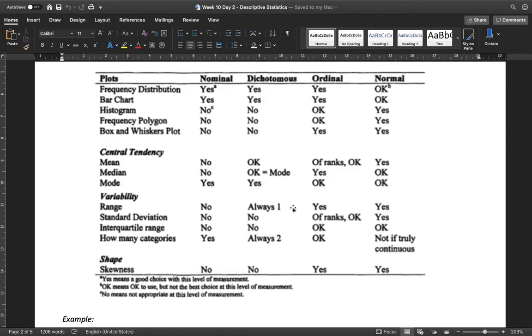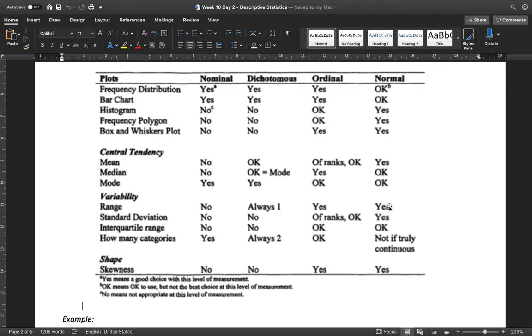So, yan. Kay ordinal, ginagamit natin yung range. Pwede rin naman si standard deviation at interquartile range pero preferred itong si range kay ordinal. Kay continuous or scale data, preferred yung standard deviation. Pwede rin namang si range pero mas magandang gamitin si standard deviation. It has more analysis that it can offer than yung range.